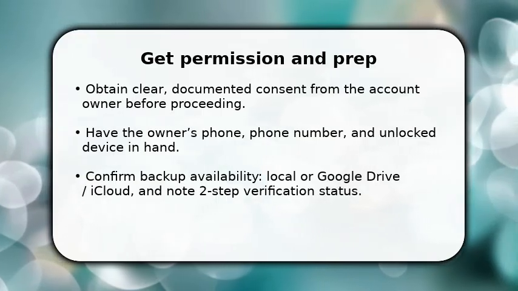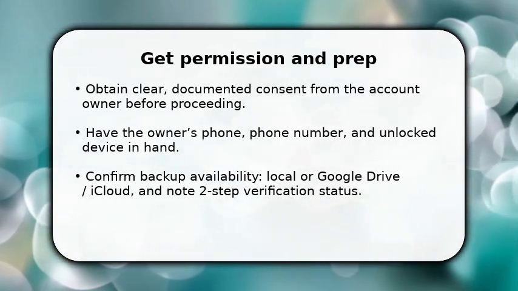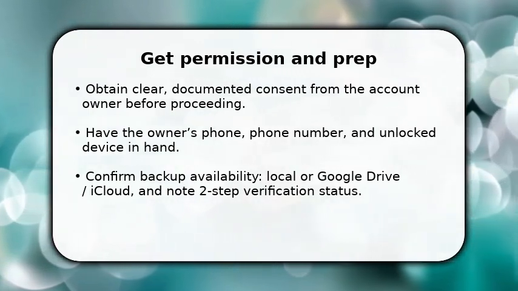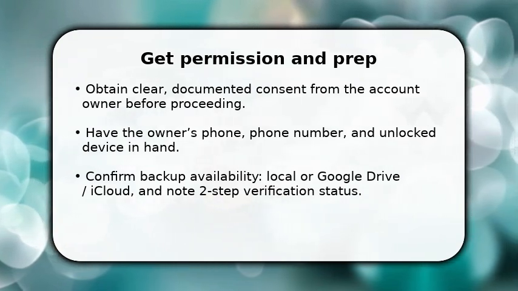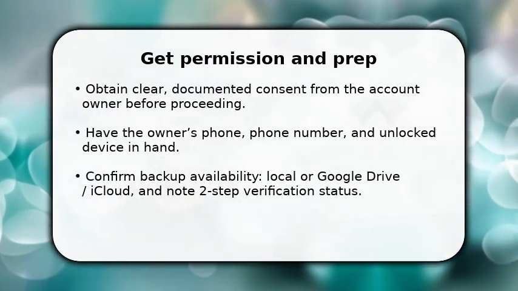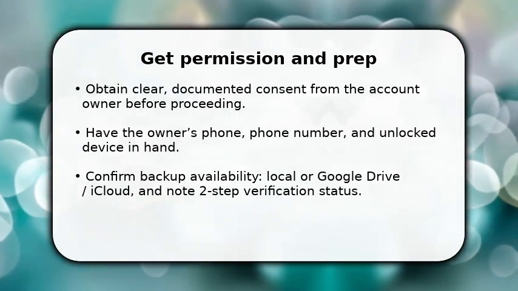You must start with explicit permission. Proceed only with consent. Once confirmed, collect the owner's phone number and an unlocked device. Make sure backups exist, local or Google Drive or iCloud, because you may need to restore messages. Also, check whether two-step verification is enabled. It changes the flow.